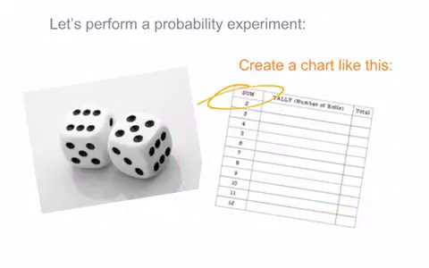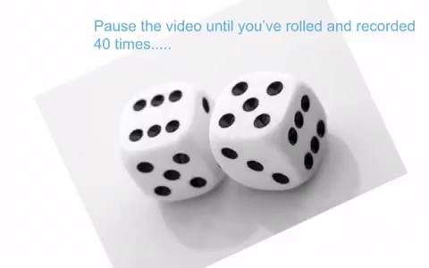Now you'll notice there's no sum of 1, because if you're rolling 2 dice, the minimum sum you can get is 2. You could get a 1 and a 1, which would add up to 2. And the highest number is 12, because the biggest number you could get is 6 on each die, and 6 plus 6 is 12. So I want you to pause the video until you've rolled and recorded a total of 40 times. Again, you can do this 40 times each if you'd like to do your own experiments, or you can combine your efforts and divide it up so you have a total of 40 rolls.